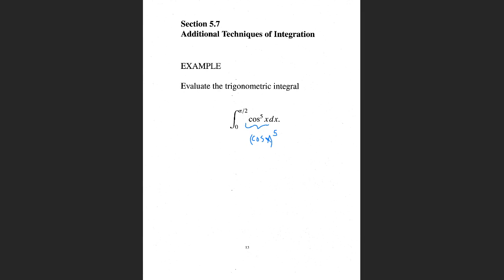Are we used to seeing the cosine of x to the 5th power in our trig classes and so forth in our math? What are we used to in terms of a cosine to a power? We've seen a cosine of x to a power before, but what power is it? Squared. Okay.